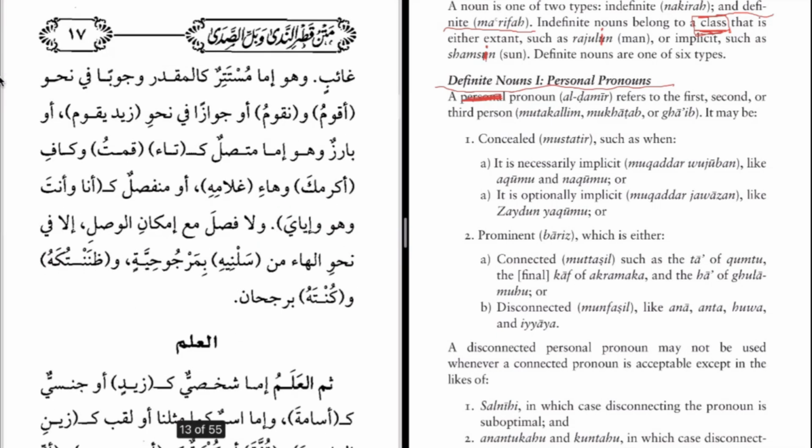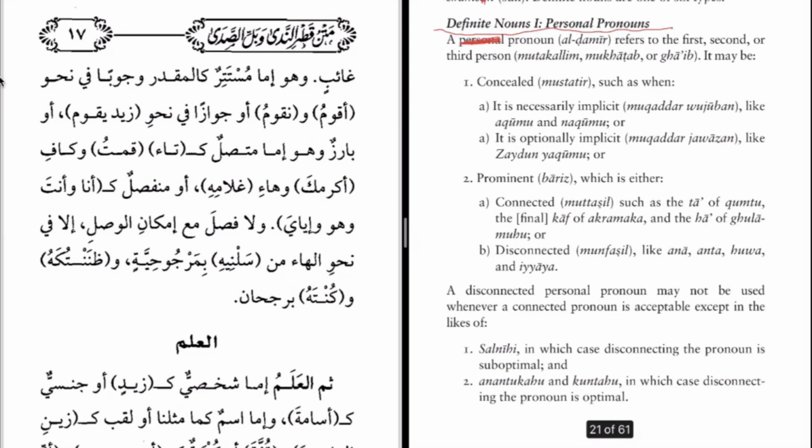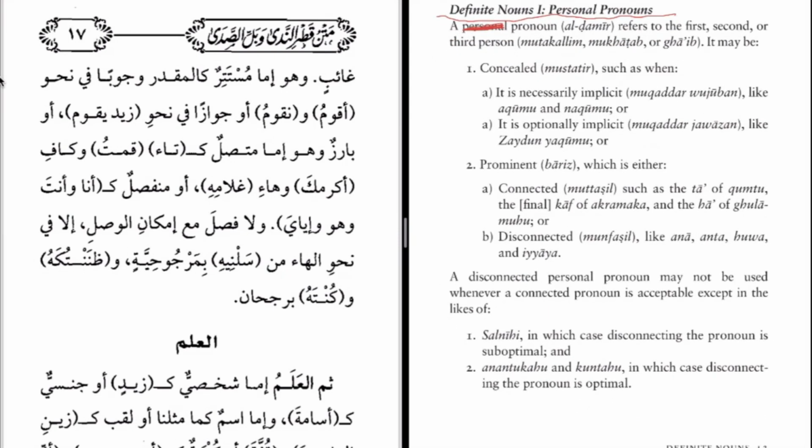طيب. It's minor though. My gripe here is a minor one, I think. It may be, they said, وهو إما مستتر كالمقدر وجوبا في نحو أقوم ونقوم أو جوازا في نحو زيد يقوم. Concealed, mustatir, such as when it is necessarily implicit, مقدر وجوبا, like أقوم ونقوم.